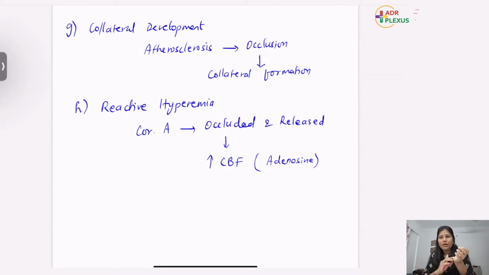Something like what we feel over the skin. If you block the circulation over the palm and if you remove the occlusion, immediately there will be some reddening of the palm, right? That means there is more blood flow to that infarcted or ischemic area. Okay, so these are all the salient features.